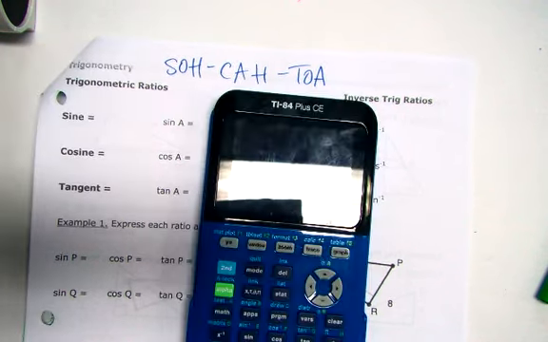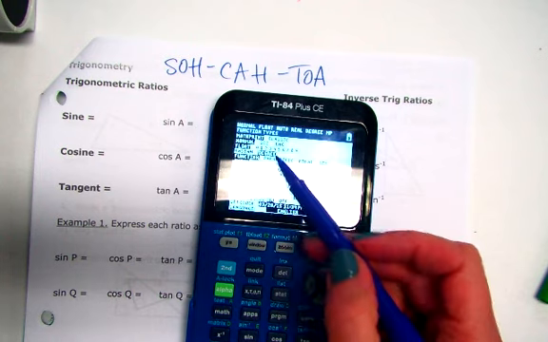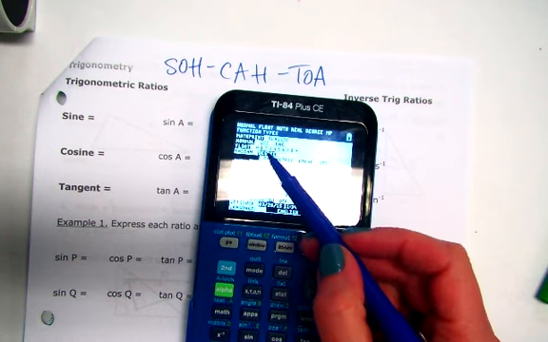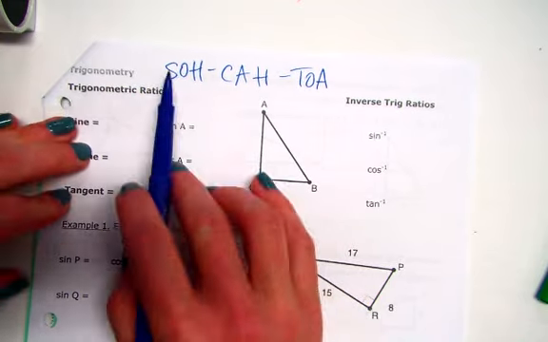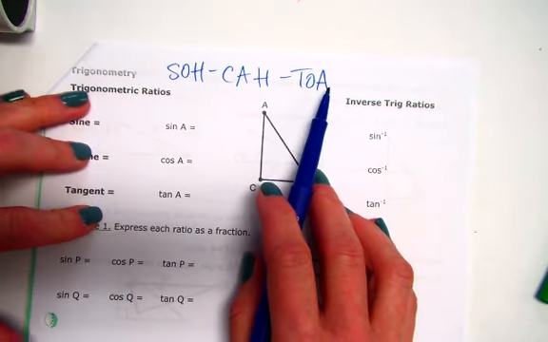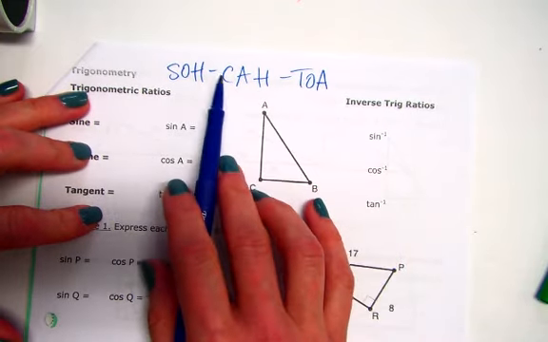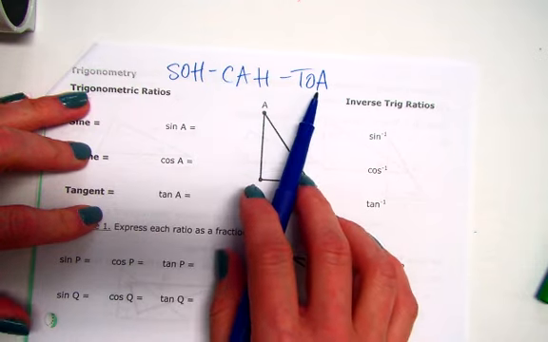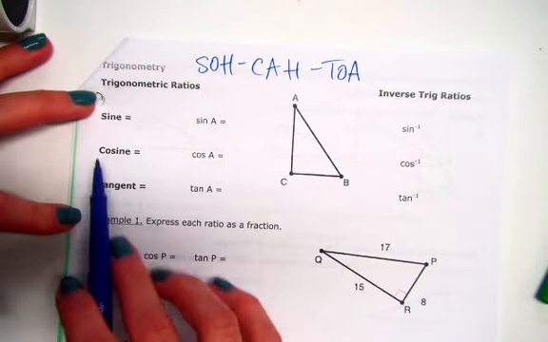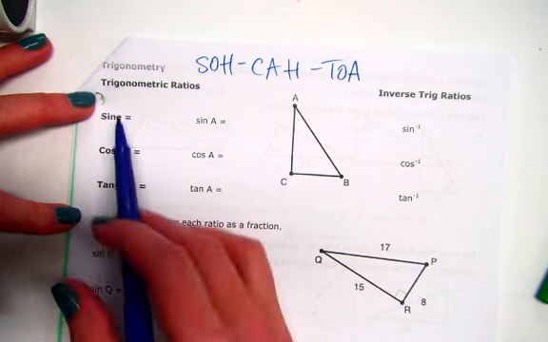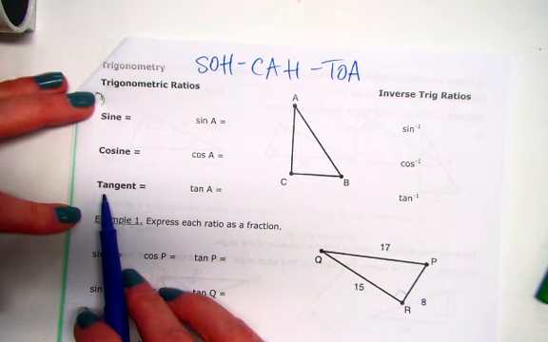Make sure your calculator is in the degree mode so that this is highlighted, otherwise you're going to get the wrong answers. Okay? So SOHCAHTOA has three parts to it. Each of those stands for sine, cosine, and tangent. Those are the three trig ratios that we're going to be learning about.